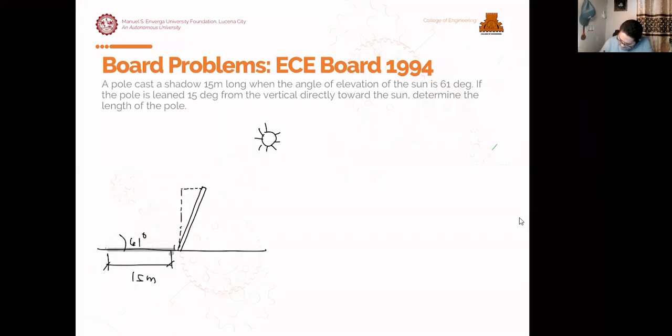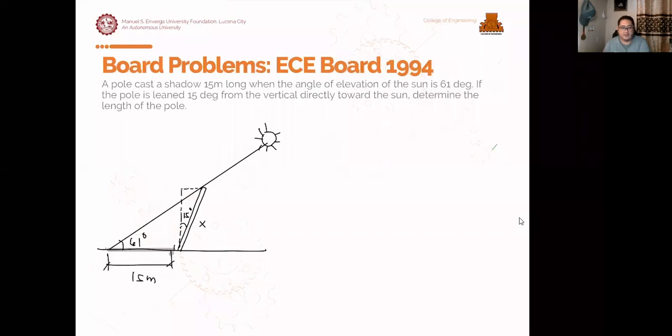Okay. So, mula dito sa sun, ayan. Nag-lean daw siya ng 15 degrees mula doon sa vertical. Okay? Pinapahanap is, what is the length of the pole? So, ano itong length na to? X na to. Okay? So, yan yung given natin. A pole casts a shadow 15 meters long when the angle of elevation of the sun is 61 degrees. If the pole is leaned 15 degrees from the vertical directly towards the sun, determine the length of the pole.